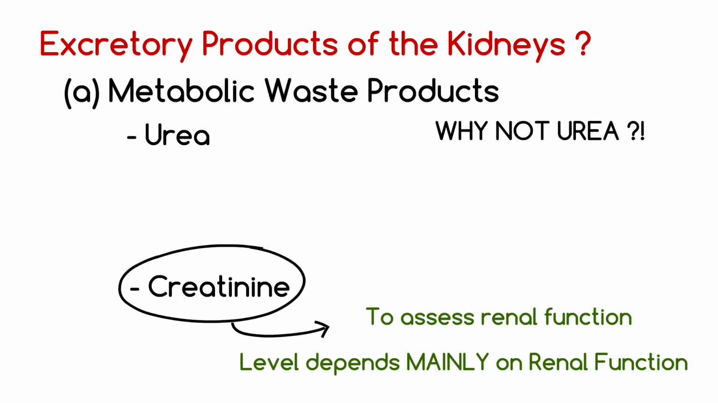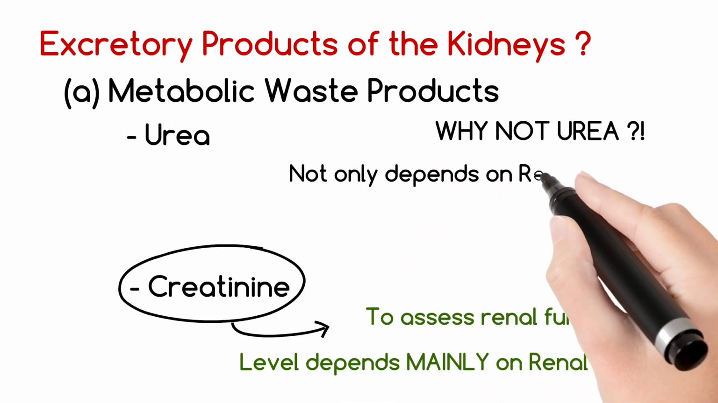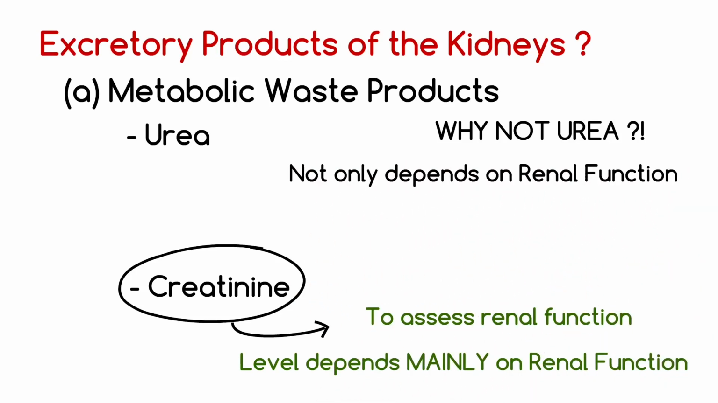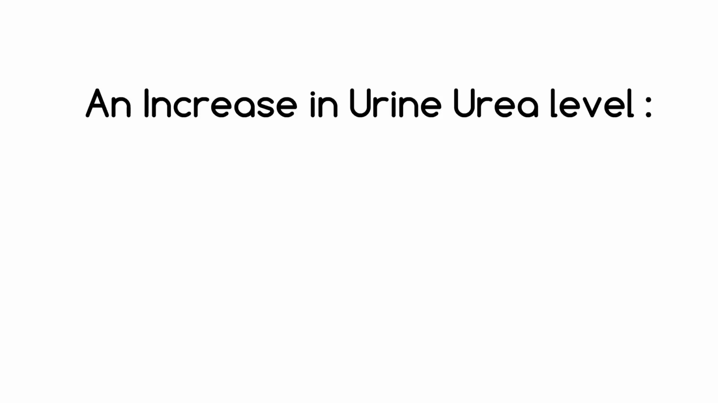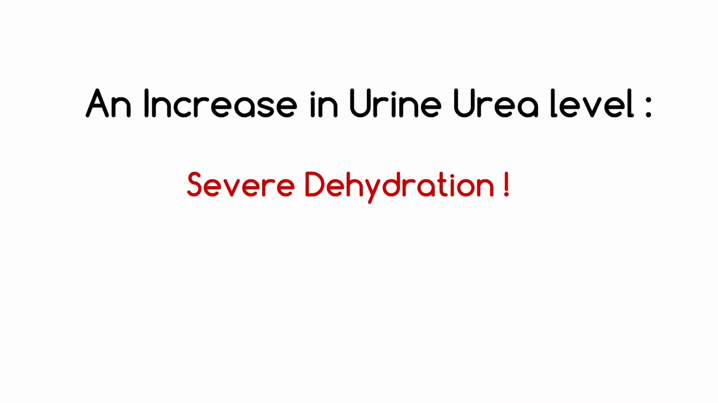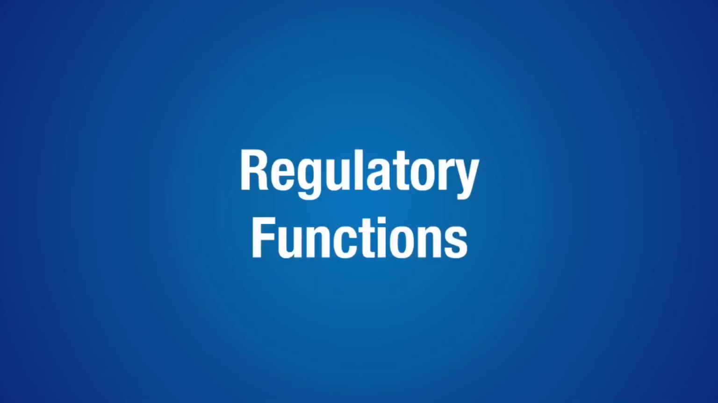We all expect urea to be used as the standard, but its level does not only depend on renal function, but on many other factors as well. And to prove that point, an increase in urea level can also be due to severe dehydration. Now, some other products that are excreted by the kidneys include drugs and toxins, which will be discussed in more detail in later videos.